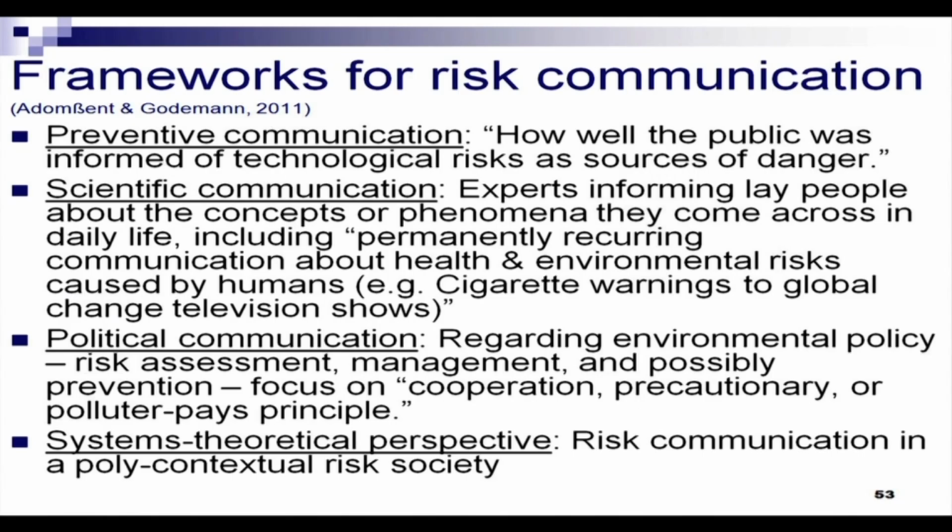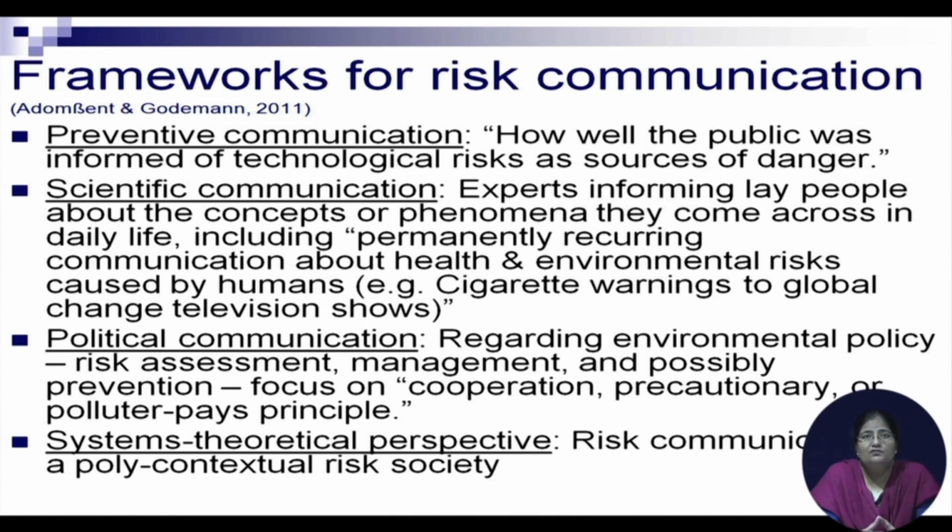Okay. Frameworks for risk communication. Various ways in which we communicate about risk. First is preventive communication. So we talk about preventing risk. We inform people about the risks that they are susceptible to, and we say this is how you can prevent this uncertainty. Okay, and this can primarily be done in the case of man-made risks. So if you do not indulge in this destructive activity, this harm will not come to you.